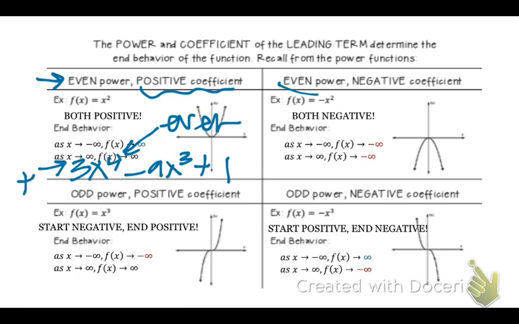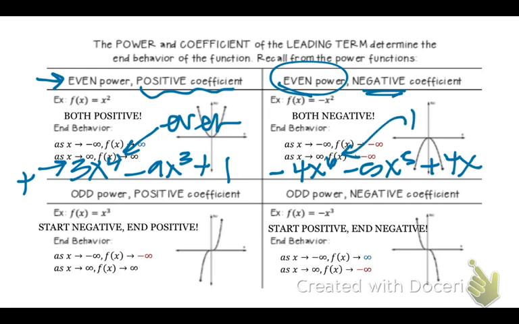This one is an even power and a negative coefficient. So this would be like negative 4x to the sixth minus 5x to the fifth plus 4x. Okay, the highest power there is even, and then the coefficient is negative.